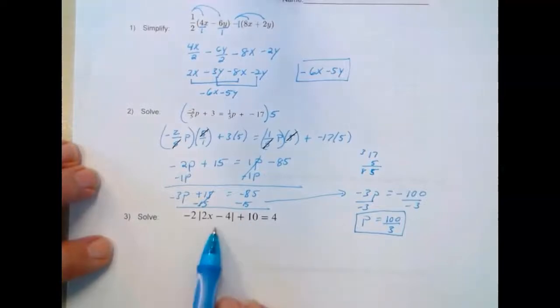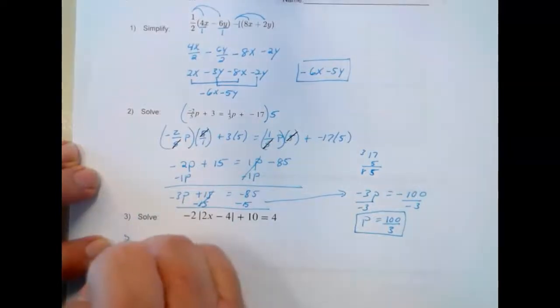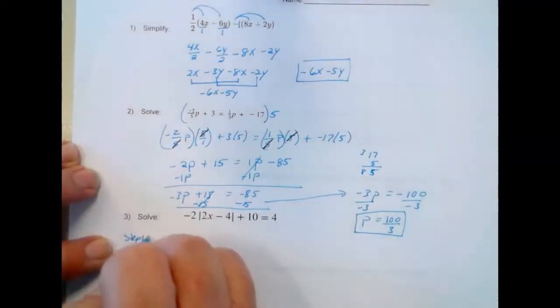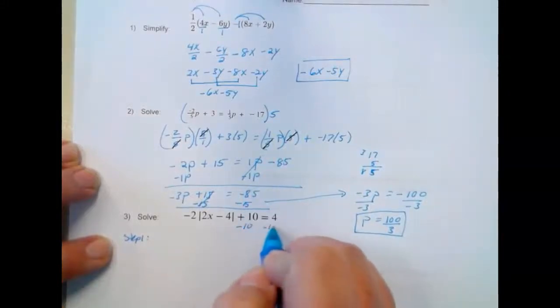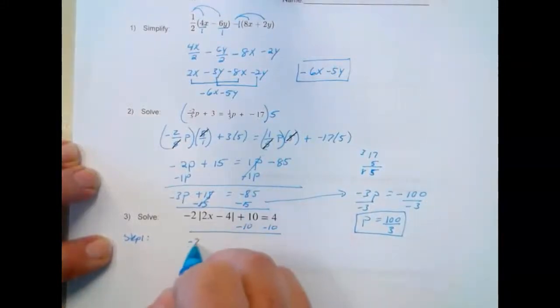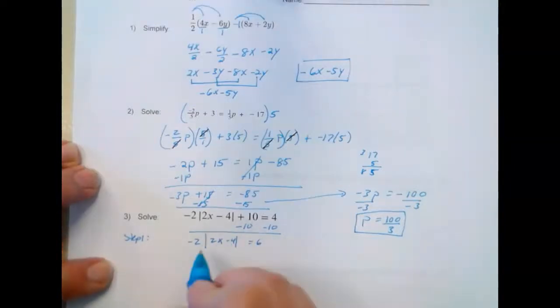Number 3, we solved this question yesterday, and solving an absolute value, I gave you the steps to solve it. So if you remember it all, step number 1 was to isolate the absolute value. So let's go ahead and isolate that absolute value. So I need to subtract 10 from both sides. -2, absolute value of 2x minus 4 equals 6. I need to remove the -2, so I'm going to divide both sides by -2. And I have the absolute value of 2x minus 4 equals -3.